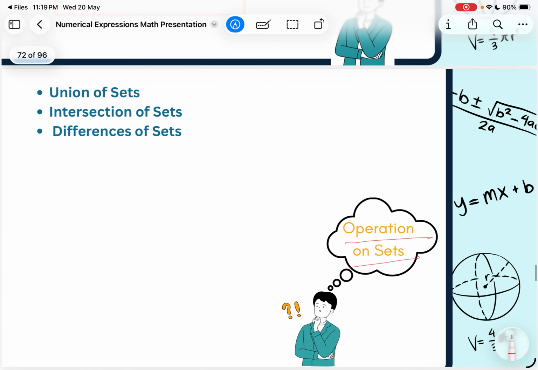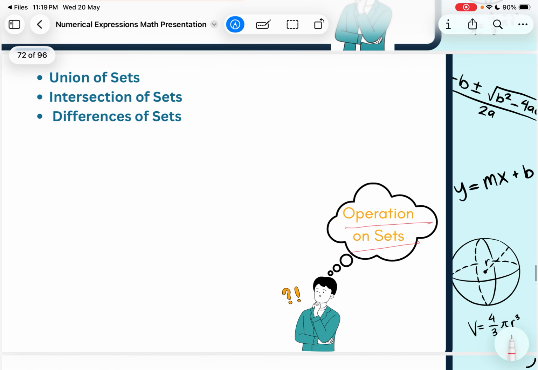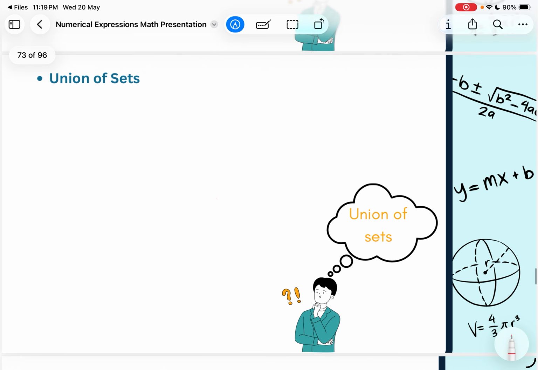Now the operations that can be performed on a set. We can perform three operations on a set. The first one is the union of sets. What is the union of sets?